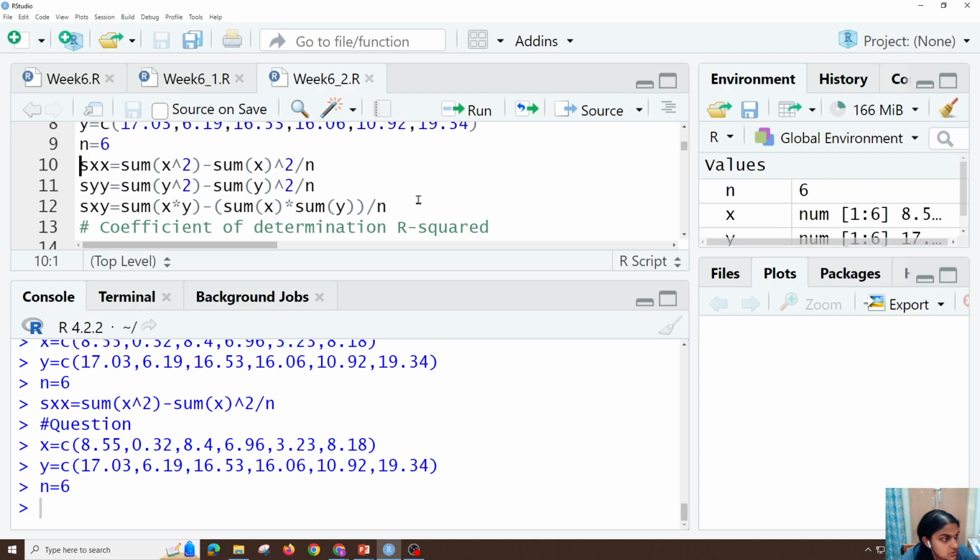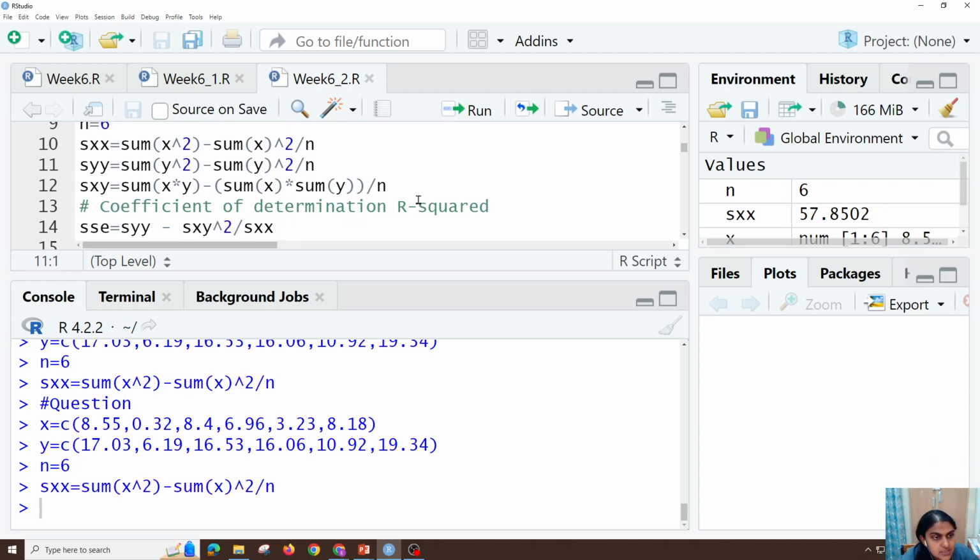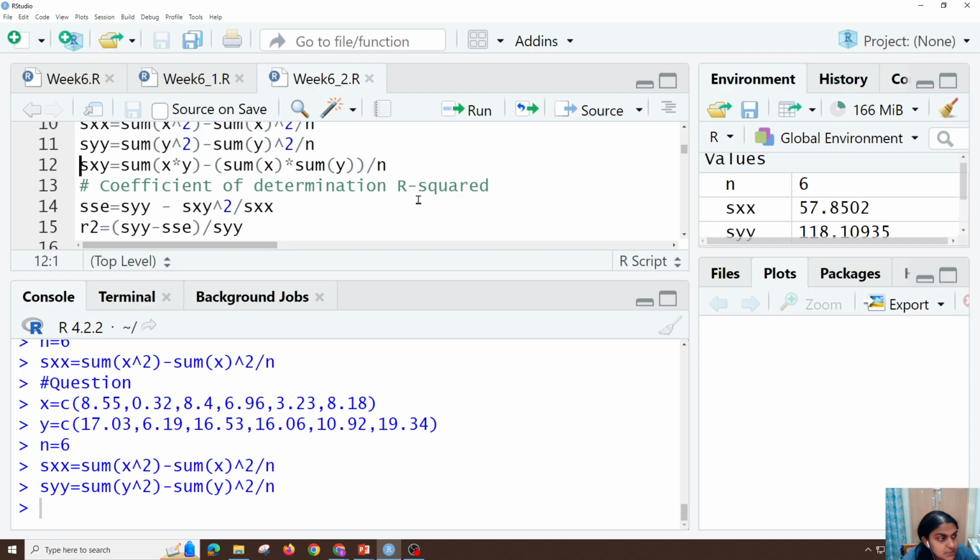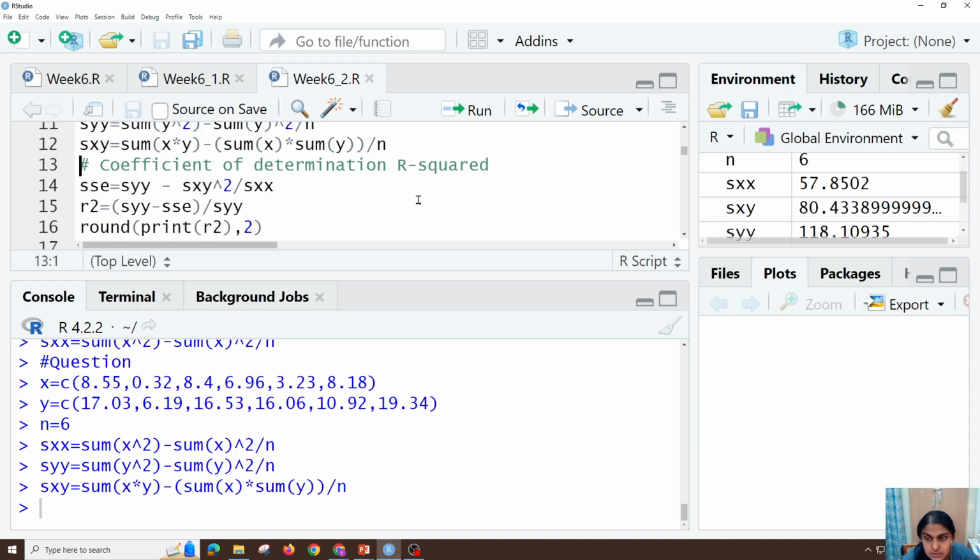I hope you can see this in your window. Sxx is the sum of x squared minus the square of the sum of x, divided by n, so you get 57.8502. Syy in the same way is 118.10935, and Sxy, the sum of x times y minus sum of x times sum of y divided by n, is about 80.433. You can see the difference from the previous question.